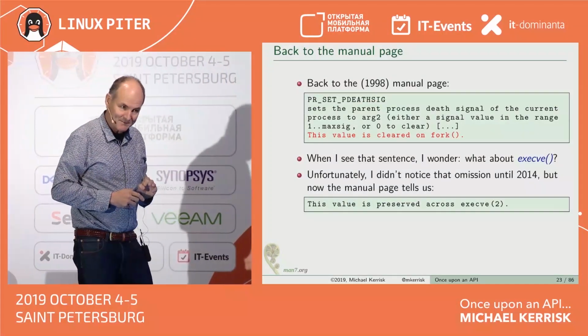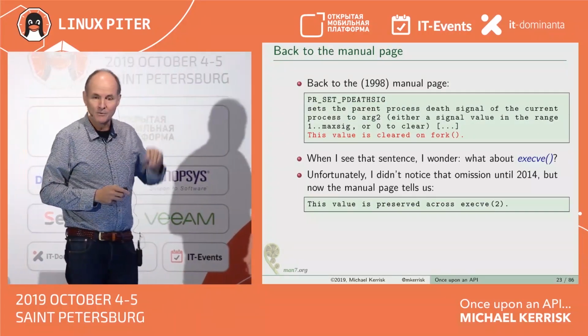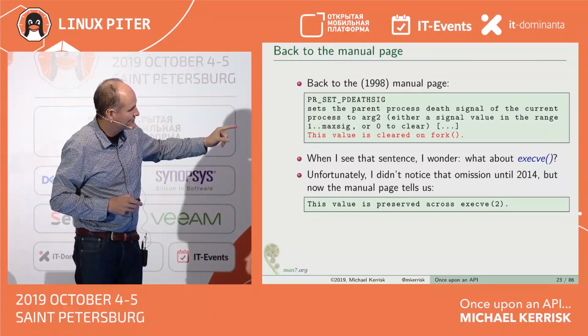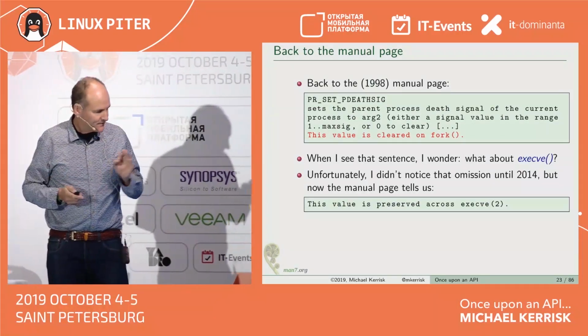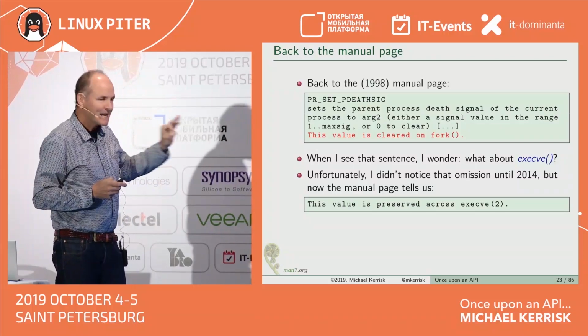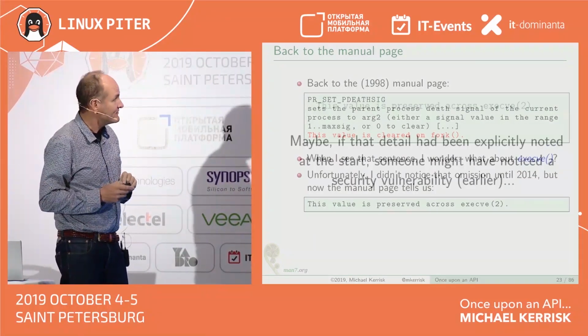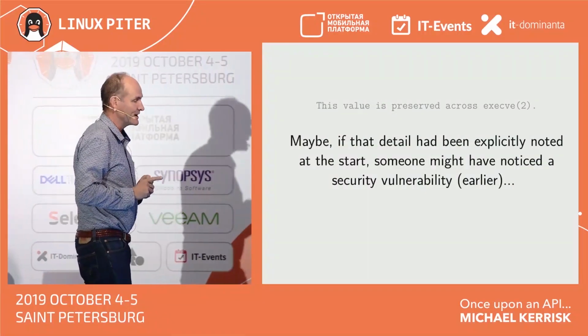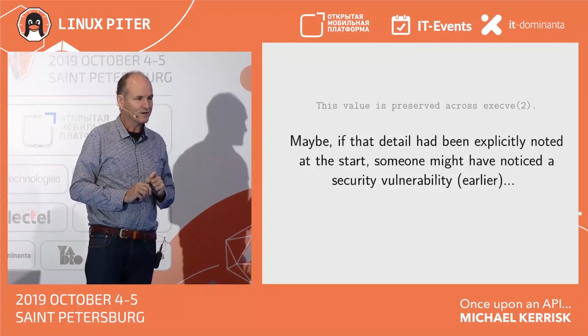Unfortunately, I didn't notice that absence until about 2014, I think it was, and then when I worked out what the answer was, I put in this text. The value is preserved on execve. That's fine. Perhaps, though, if someone had documented that back in 1997, they might have realized, or maybe people would have thought about earlier, a possible security vulnerability.